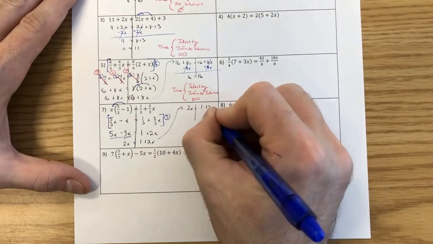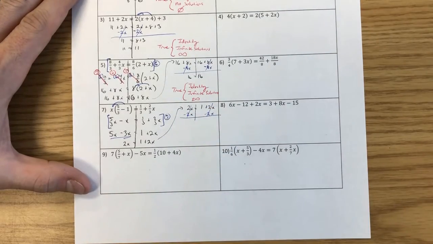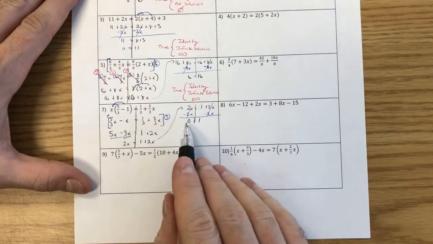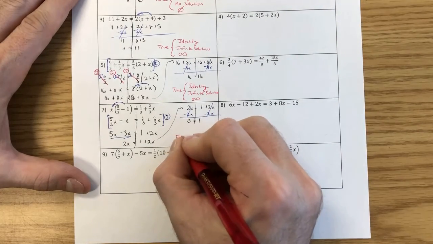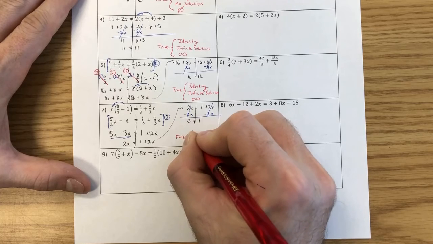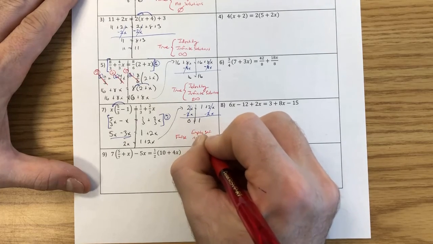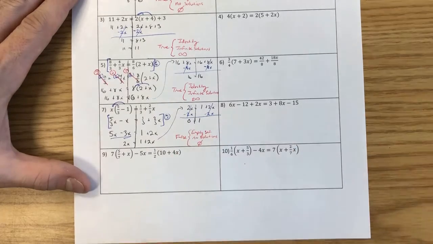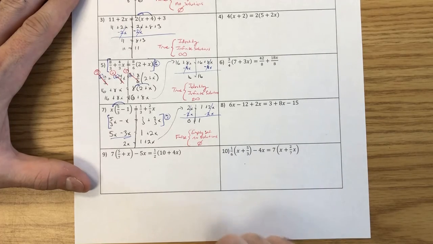My final step of subtracting the 2x cancels out on both sides. I have nothing left on the left. I have 1 left on the right. I know that 0 does not equal 1, so I get a false statement. So I know my answer is either empty set, no solutions, or the empty set symbol. Perfect.